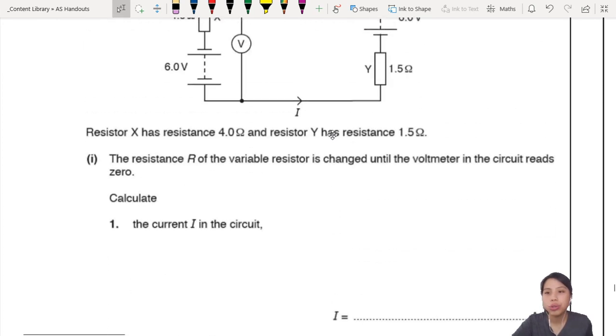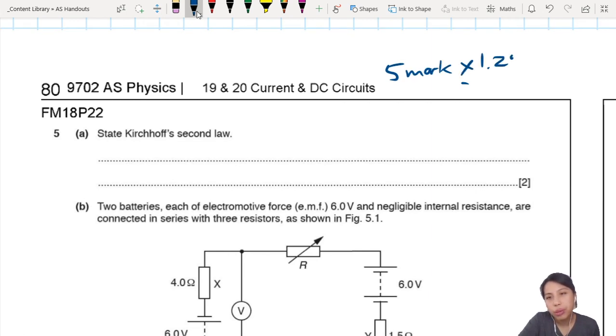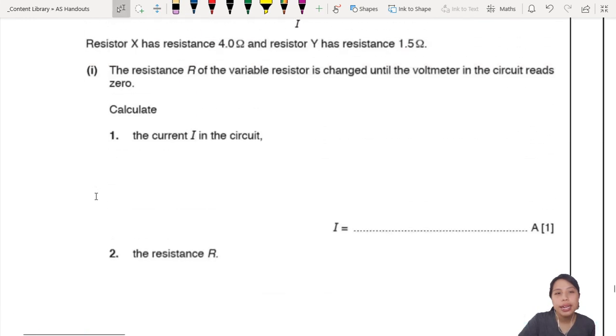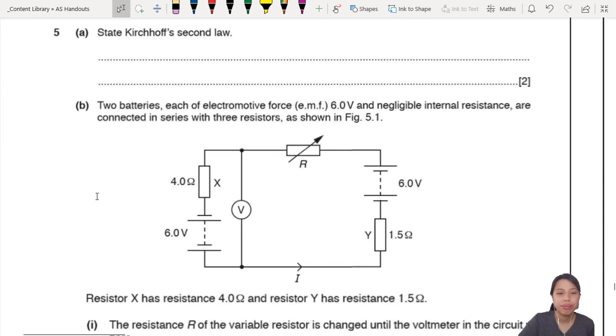How many marks is this? 2, 3, 4, 5. So if it's a 5-mark section, roughly 1.25 minutes per mark. So how long should you spend on this? 5 times 1.25. Take a maximum of 6.25 minutes, 6.5 minutes. Okay, mark per minute. So take a maximum of 6-7 minutes-ish. Try out from A until B1. And then we'll go through it together. Pause the video. Try first.